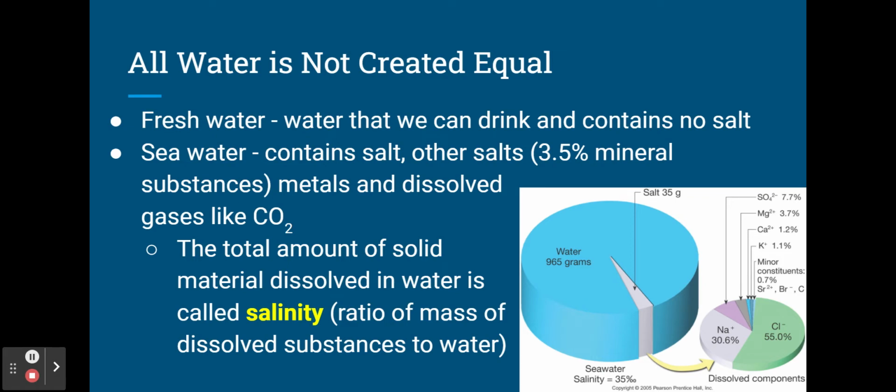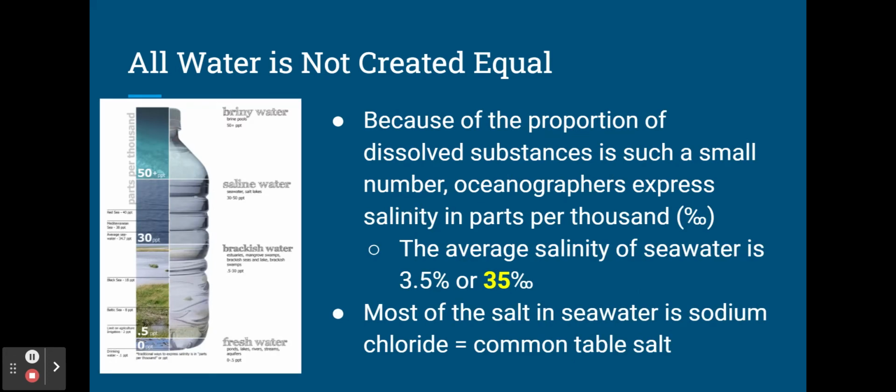The total amount of solid material dissolved in water is called salinity. It's a ratio of the mass of dissolved substances to water. Because the proportion of dissolved substances is such a small number, oceanographers express salinity in parts per thousand. That uses the little symbol that I have right here, which is the percent with an extra little zero on there, and that represents parts per thousand. So when you see that, it's not a percent, it's parts per thousand. The average salinity of seawater is about 3.5%, or 35 parts per thousand.